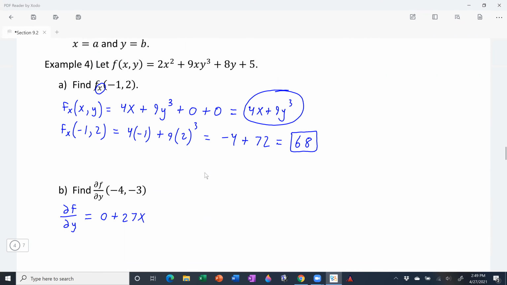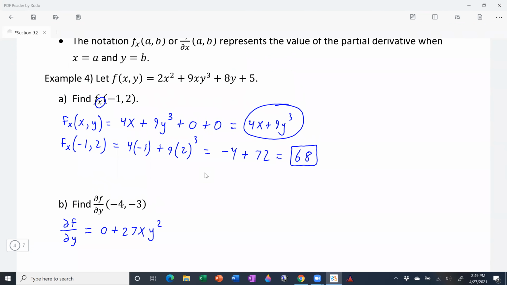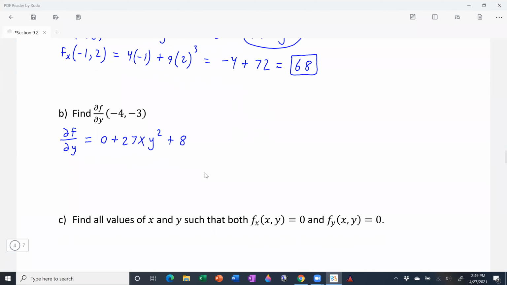All of that is the constant. And then with the power rule, reduce the power by 1. Plus 8y. So when we're doing the derivative with respect to y, that's going to be plus 8. And then the plus 5, that's still 0 as the constant. And so this simplifies a little bit as 27xy squared plus 8.